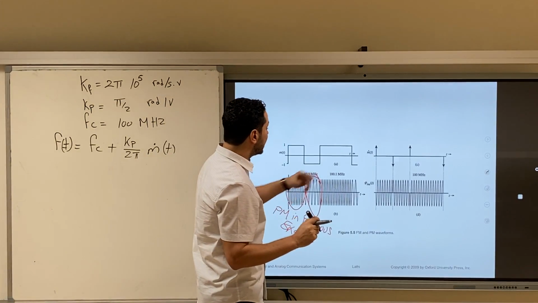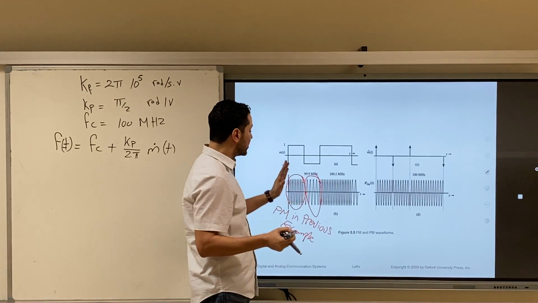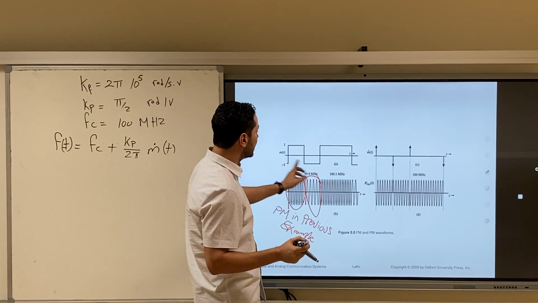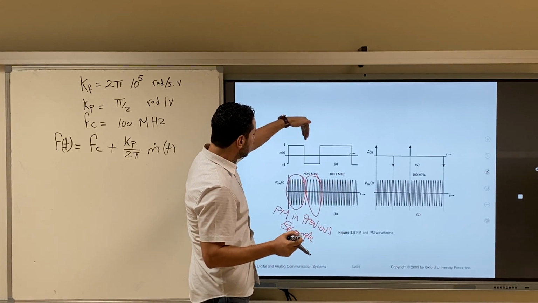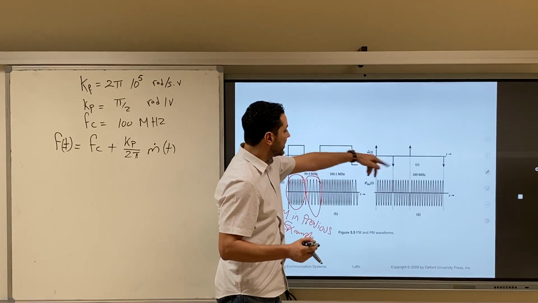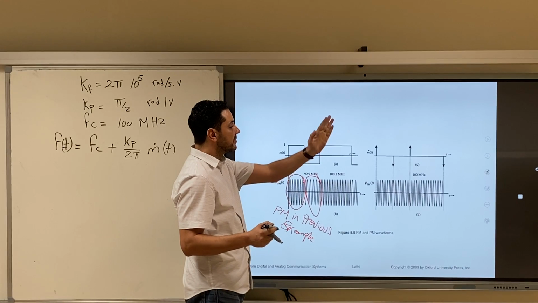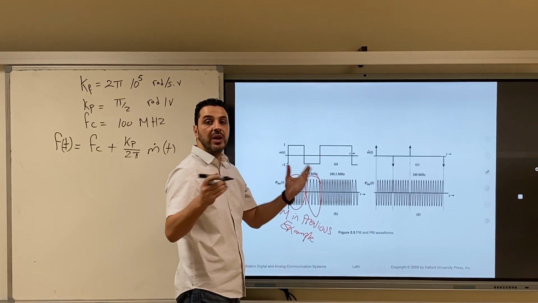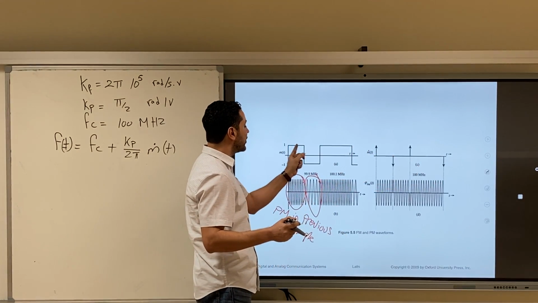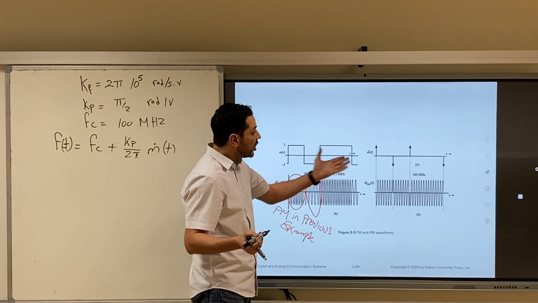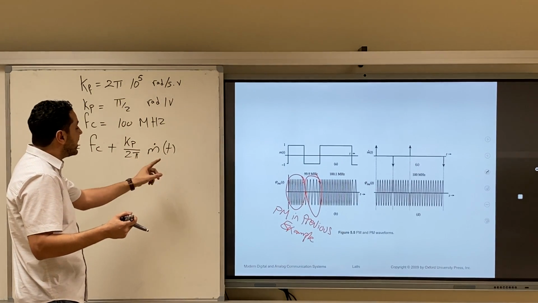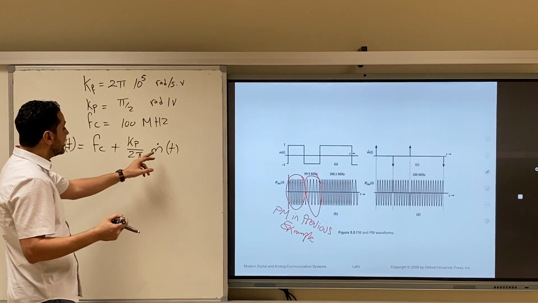M dot of t here, the differentiation of m of t, will be a delta function. Because there are sudden changes in m of t, here it goes high suddenly, so the differentiation of this will give you delta up. It goes down suddenly here, so the differentiation of this is going to give you delta going down. Delta up, delta down, delta up, delta down, and in between, what's the differentiation of a constant? It's 0. So m dot of t is a series of deltas. But what does it mean when you have a delta in the expression of the frequency?